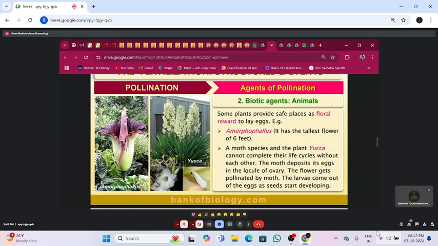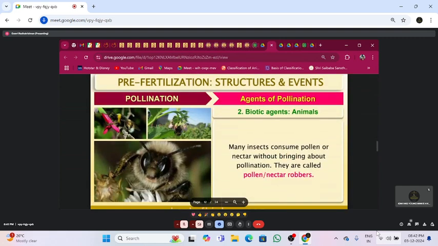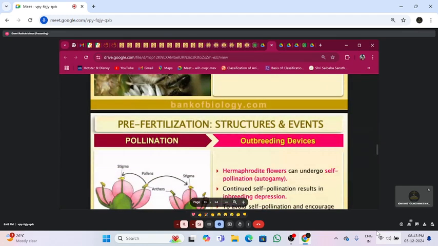Amorphophallus. And another moth species and the plant yucca cannot complete their life cycle without each other, because the moth deposits its eggs in the locule of the ovary and the flower gets pollinated by the moth. The larva comes out of the egg as seeds start developing. Actually, sometimes insects consume the pollen or the nectar without bringing about pollination. Such insects are called pollen or nectar robbers.